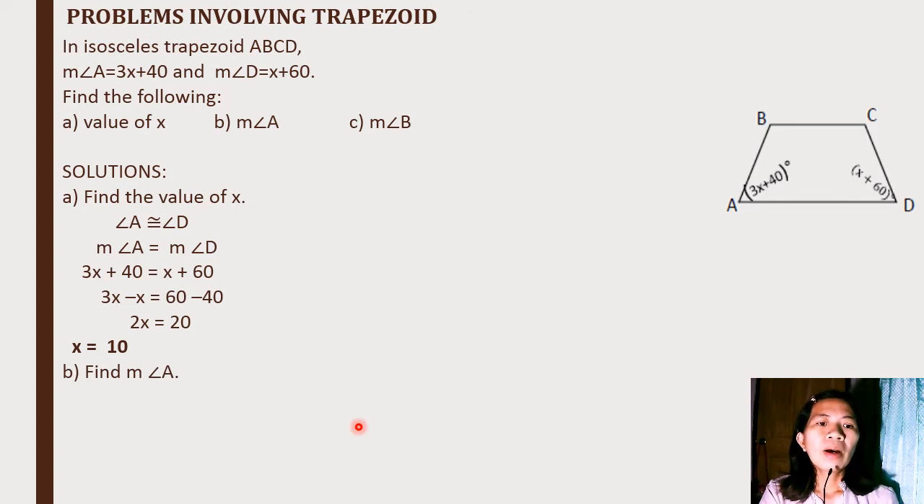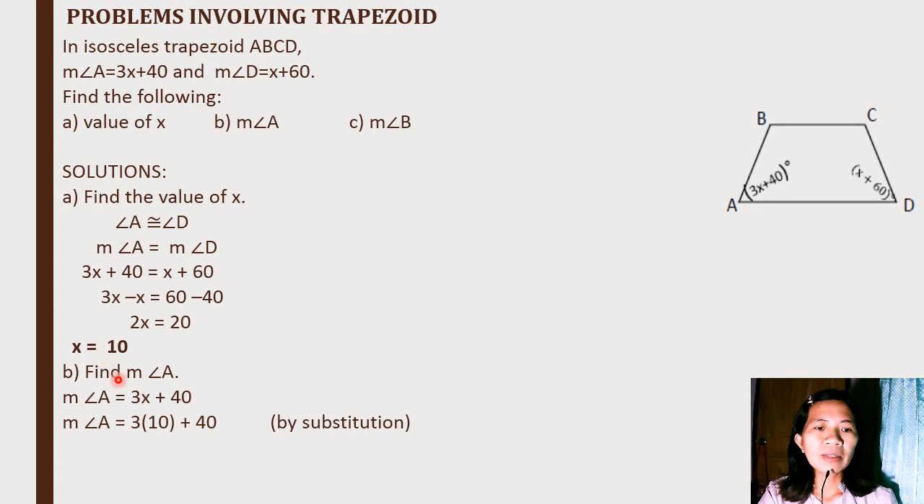And then we are going to find the measure of angle A. Since we already know the value of x, we are going to substitute it into the given. So we have 3 times 10, where 10 is the value of x, plus 40. Next, simplify. 3 times 10 is 30, plus 40. So the measure of angle A is equal to 70. So angle A is 70 degrees.